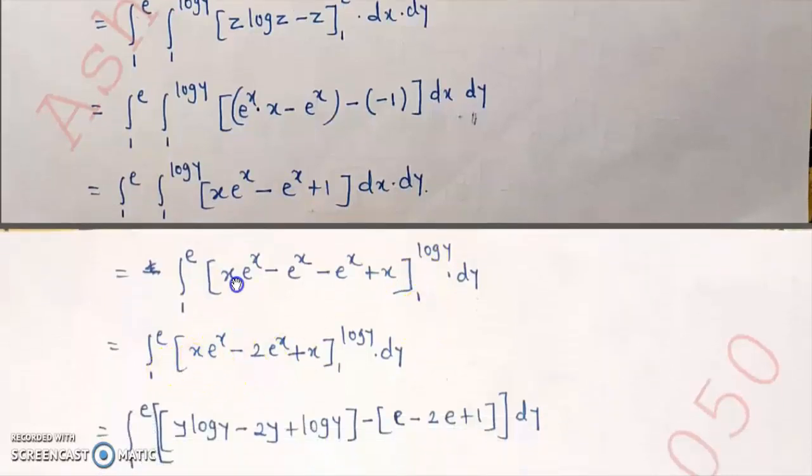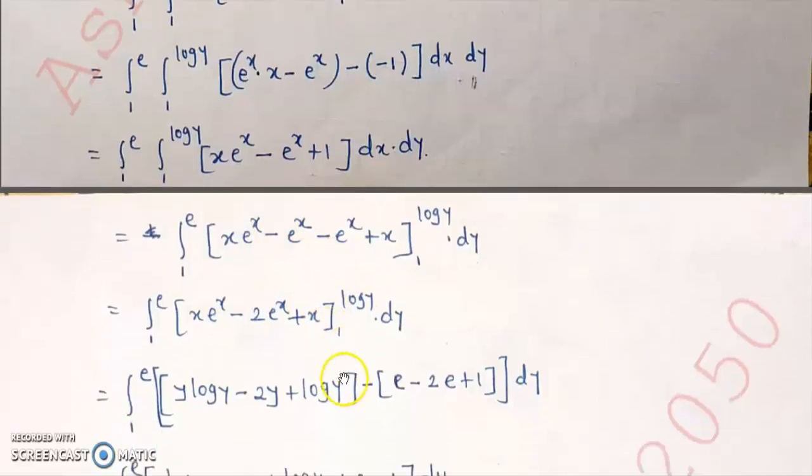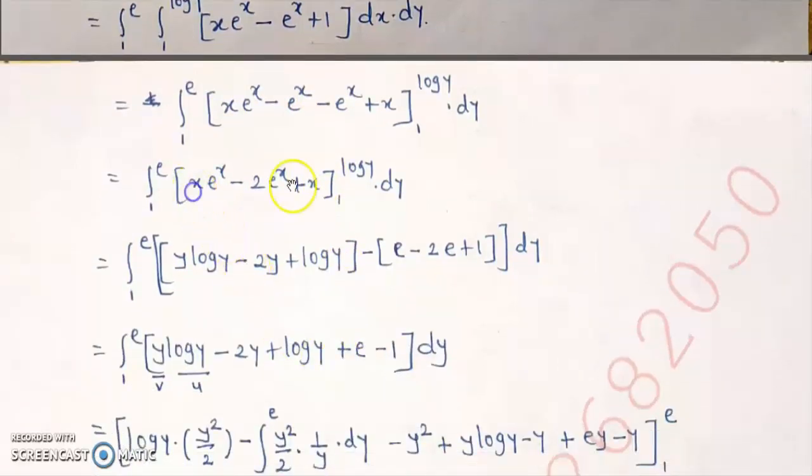So we get here x e raised to x, these two are added as minus 2 e raised to x plus x with the same limits. So x is log y here, e raised to x, e raised to log y is y here, minus 2 e raised to log y is y here, and x is log y. So this bracket is upper limit minus, we put x as 1. So we get e minus 2e plus 1.